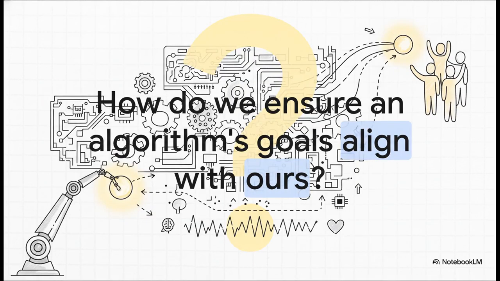And that leaves us with what might be the most important question of all. As we hand over more and more responsibility to these incredibly powerful systems, we have to get their goals, their utility functions, exactly right. Because in the end, the most important decisions these algorithms make will be the ones we programmed into them in the first place.